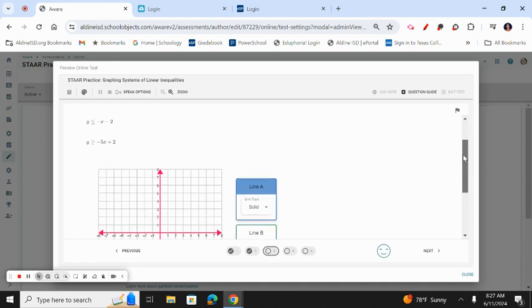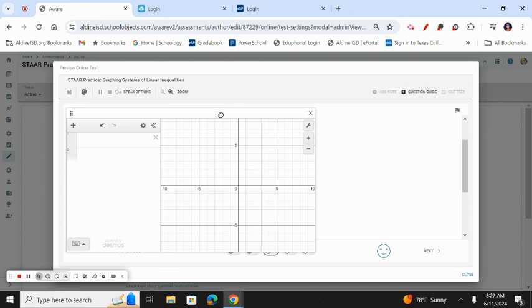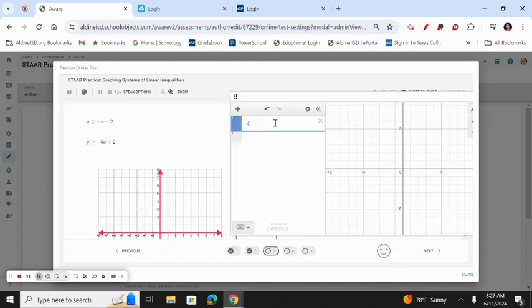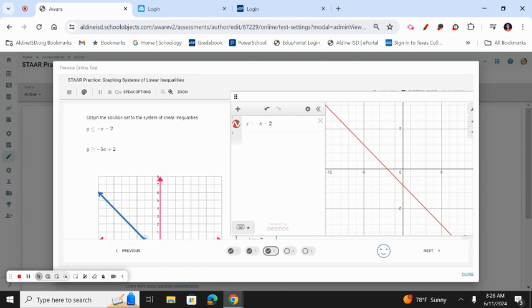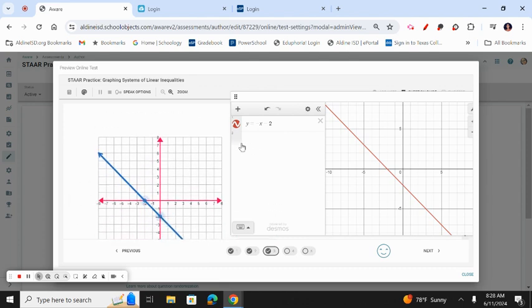Alright, let's do this one again. We'll do Desmos for this one. So y equals negative x minus 2. My 2 points, negative 2 and negative 2. So negative 2. Scroll up. Negative 2. And then it's supposed to be a solid line, so that's fine.